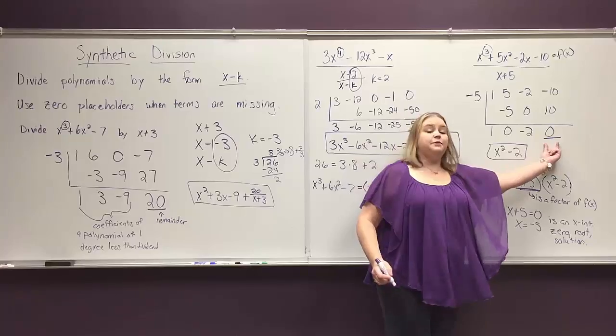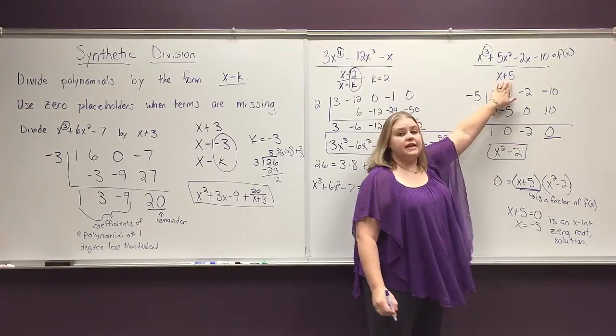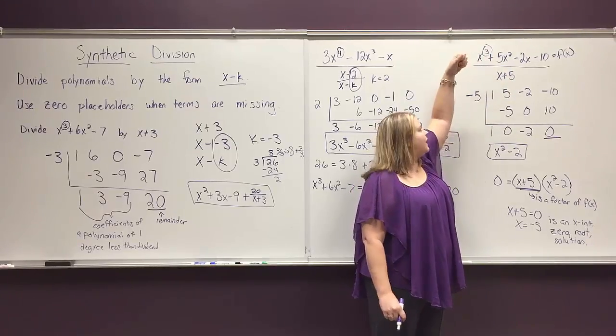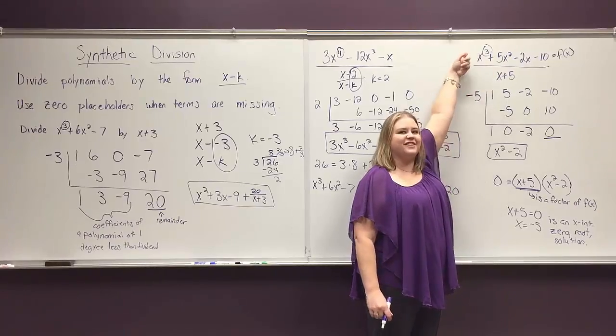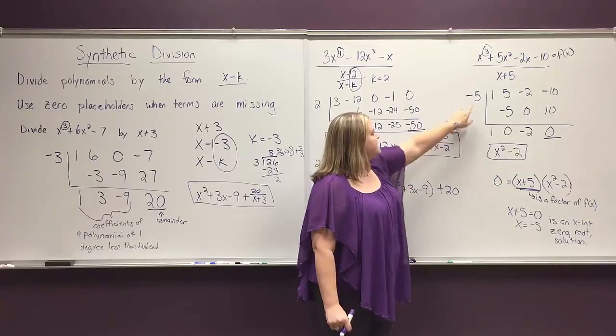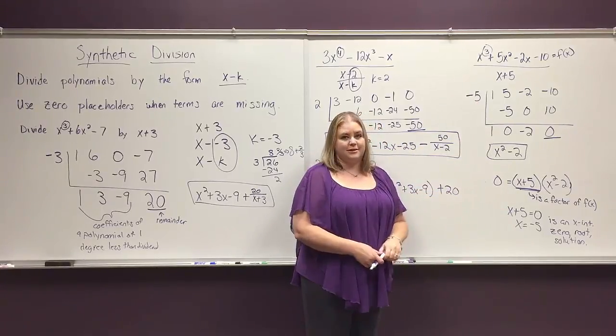So when we get a 0 remainder, special things happen. Getting a 0 remainder tells us that our divisor, x plus 5, is a factor of the dividend, the x cubed plus 5x squared minus 2x minus 10. It also tells us that this k, negative 5, is an x-intercept, a 0, a root, and a solution.